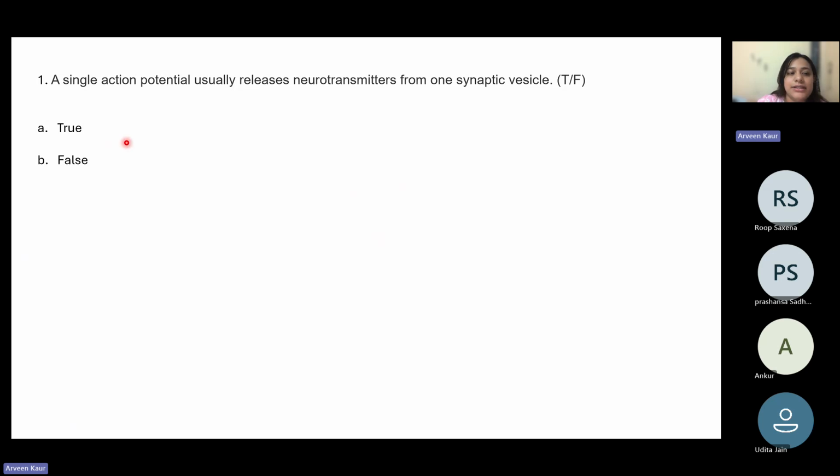So the first question is, a single action potential usually releases neurotransmitters from one synaptic vesicle. Is the statement true or false? You have to remember that chemical synapses are actually used because the amplification can be tunable. Amplification will be tunable if we have control over how many synaptic vesicles are actually getting fused. So this statement is actually false, right?